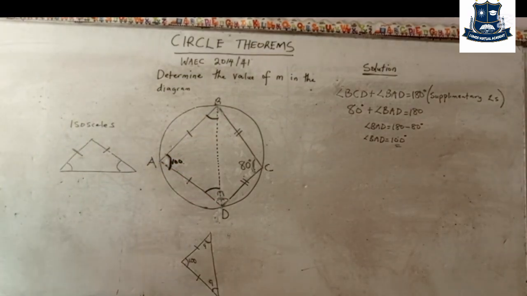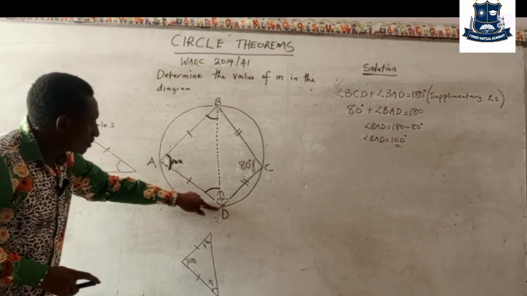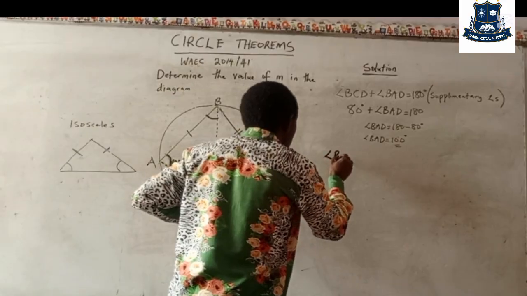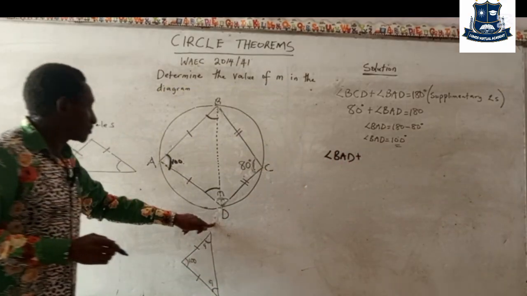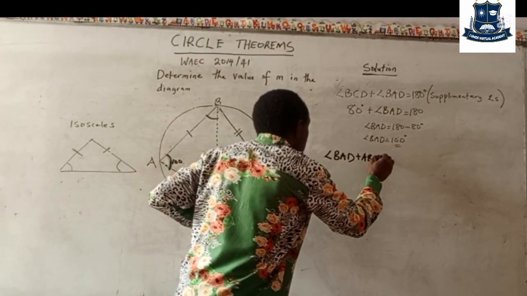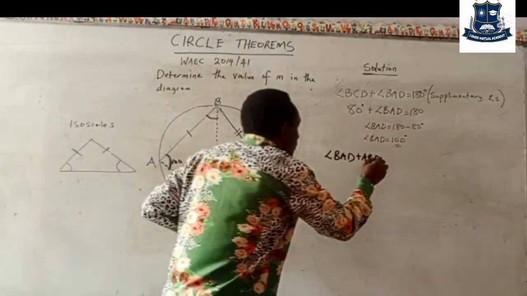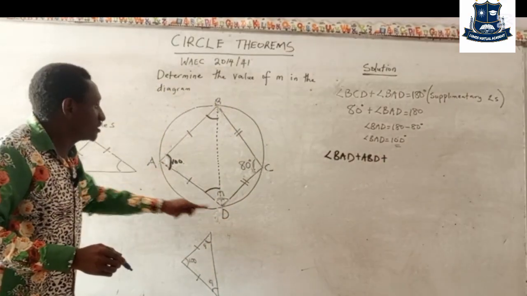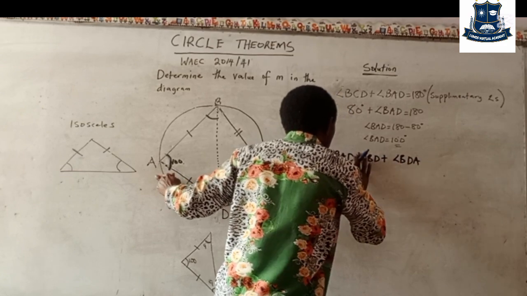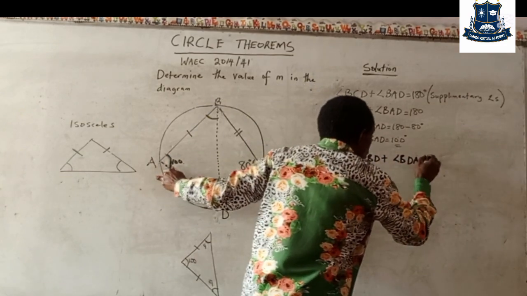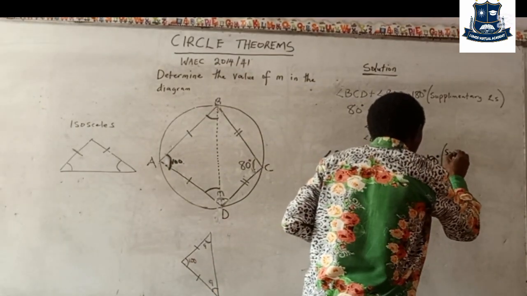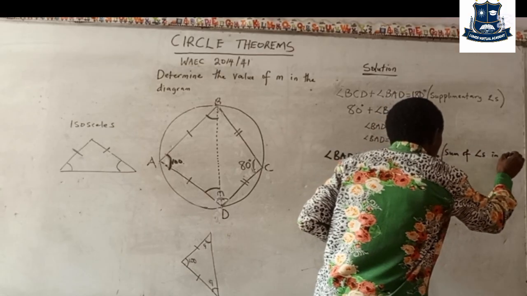So I'm going to say angle BAD plus angle ABD plus angle BDA equals 180 degrees, the sum of angles in a triangle.